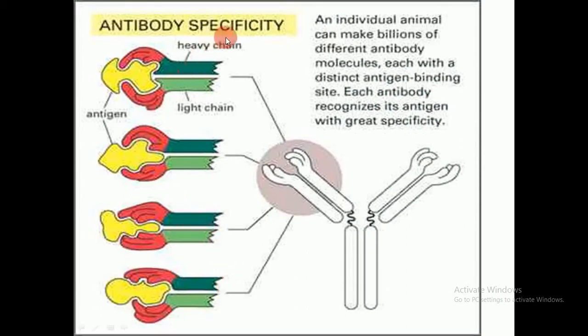Antibody has its own specificity. So this object, the yellow one, is the antigen, which is different in shape from this antigen, which is different in shape from this antigen, which is different in shape from this antigen. So the Fab region of the antibody must change its shape in order to fit the shape of the antigen, and this can be achieved by changing the amino acid sequence in the variable region of the antibody. So this can fit the shape of the antigen, and this is known as antibody specificity.